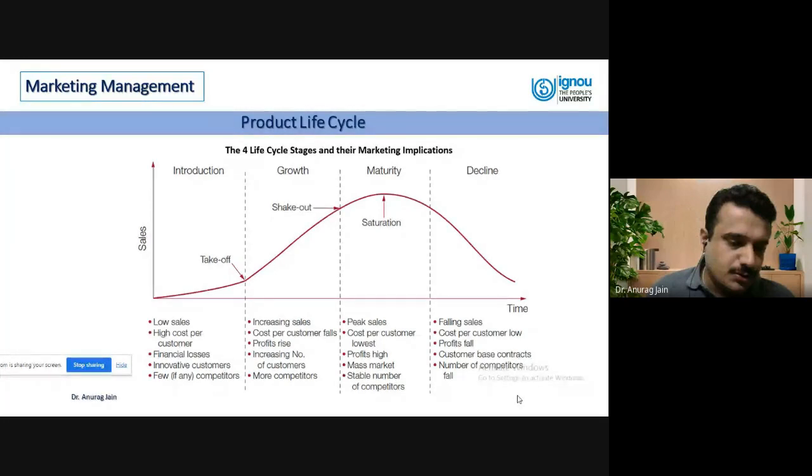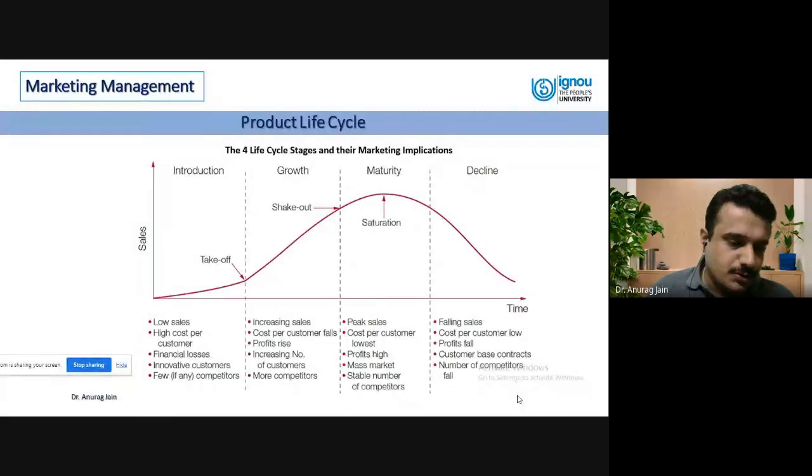Similarly is the case with products. Definitely products have a much longer life as compared to human life, but what is the idea? A product also takes a birth, it comes up in the market, it sees the happiest moments of its life, and then it comes to the decline, right? So let me go through all of these stages one by one.